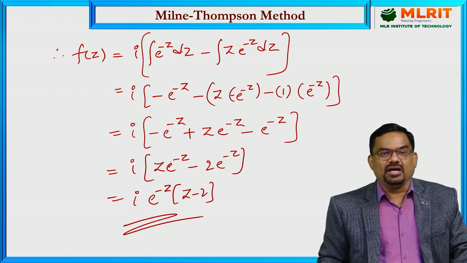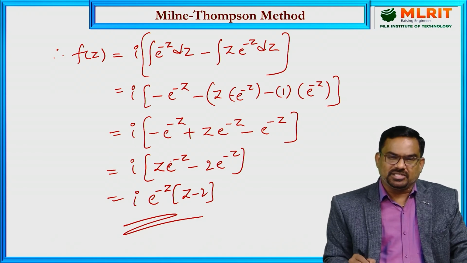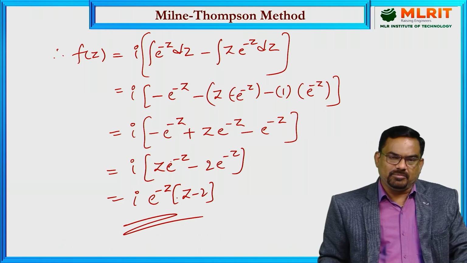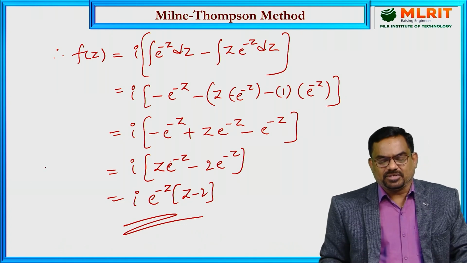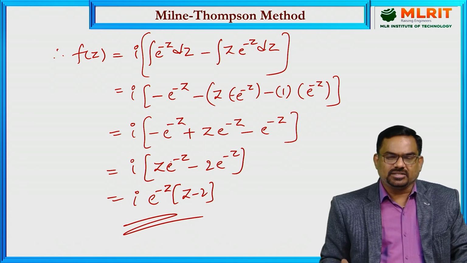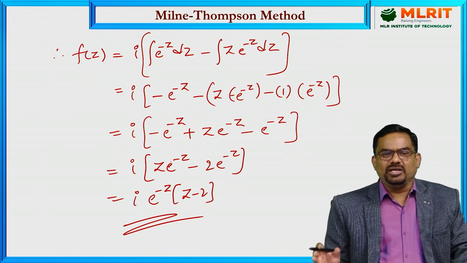So this is the required analytic function, and by replacing z by x plus iy, we can find the corresponding imaginary part also. So hence, using this Milne Thompson method, we can find the analytic function, or we can construct the analytic function if either only the real part or only the imaginary part is given.